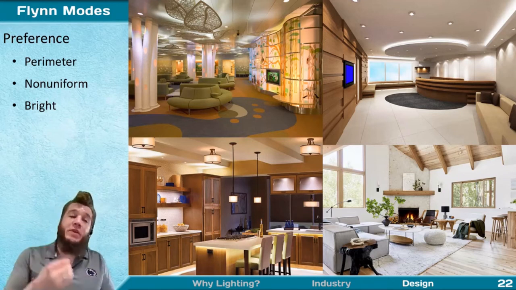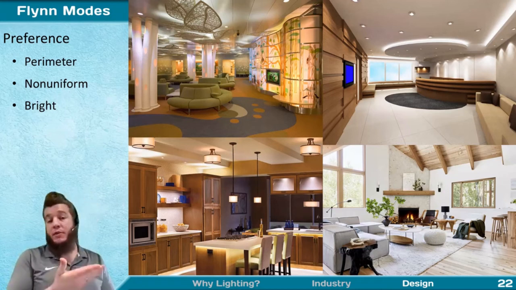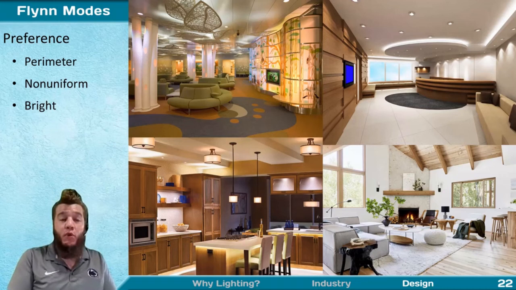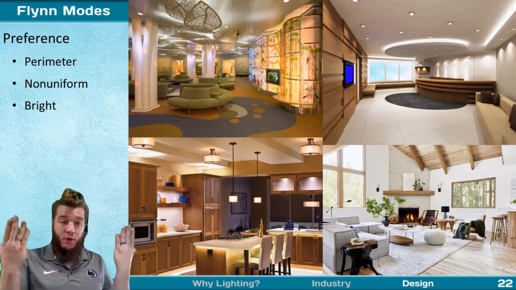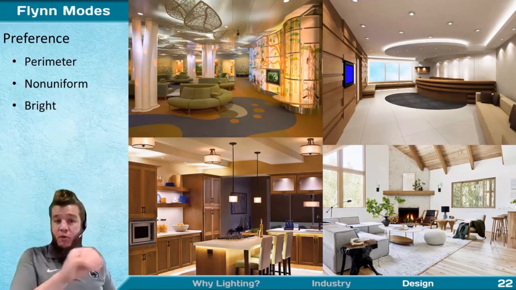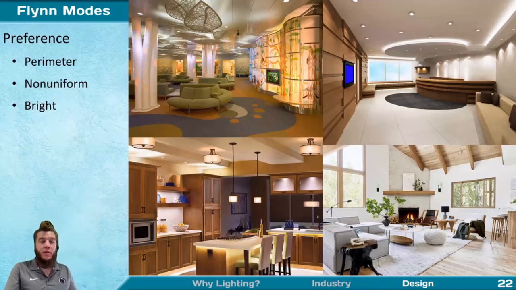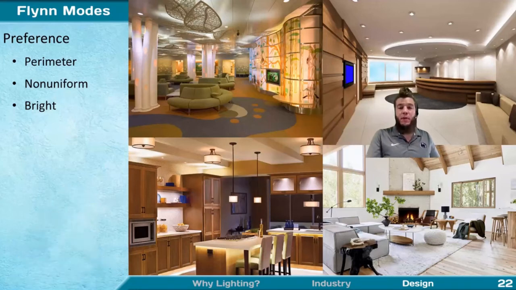So people generally prefer higher light levels. People generally consider brighter spaces to be more attractive, more interesting, and they're more willing to spend time in those spaces. So bright, non-uniform perimeter lighting, and we can see that exemplified in these spaces over here. So this is probably the cleanest example.